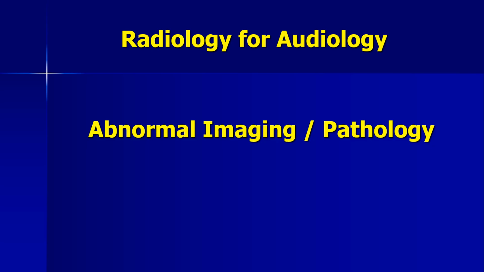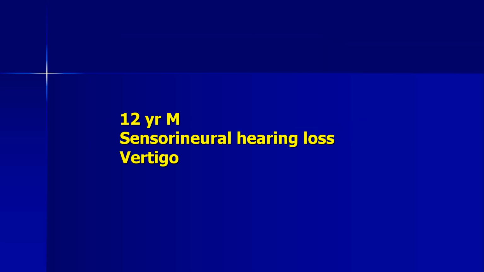So that was some basic anatomy on the CT and MRI images. Now we will review some clinical cases that have abnormal imaging findings. So our first case is a 12-year-old male presenting with sensorineural hearing loss and vertigo. So this is a young patient. We will suspect some potential congenital anomaly. So the imaging modality of choice in this setting is non-contrast CT, which was done.